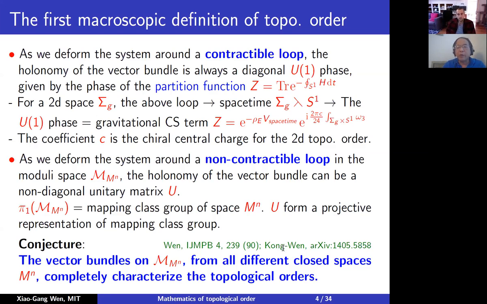But certainly here, I want to say that we have to consider mapping class group for all different closed space, not a single one. So all these different topology taken together, this sequence of a mapping class group will give us the complete characterization of a topological order. So this is one way to describe topological order.